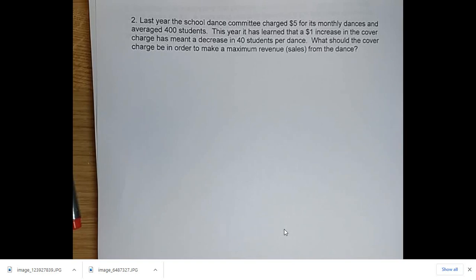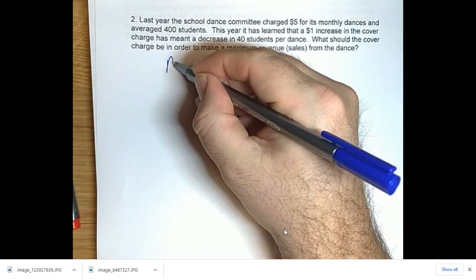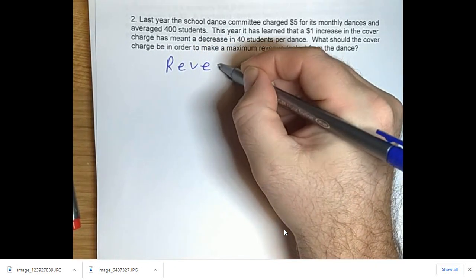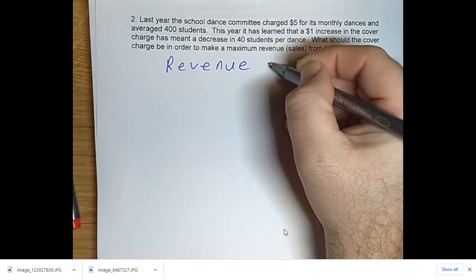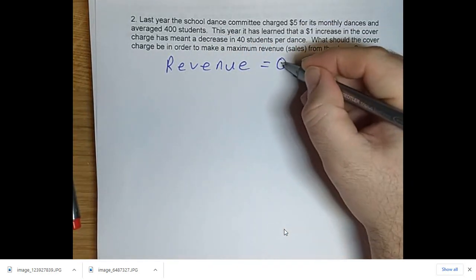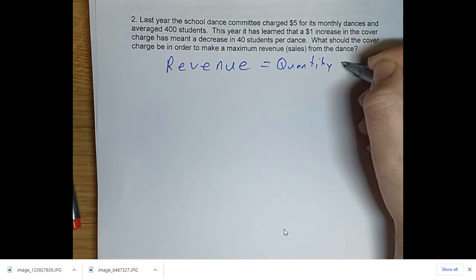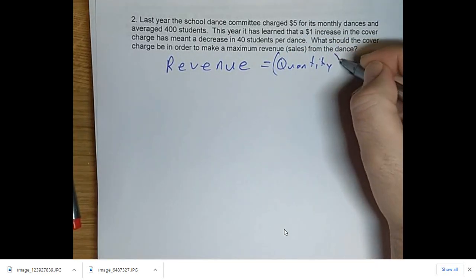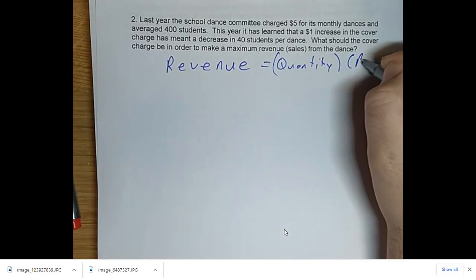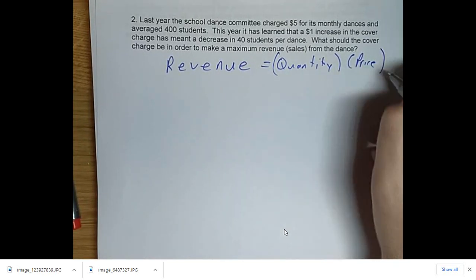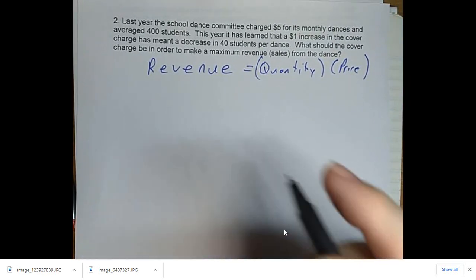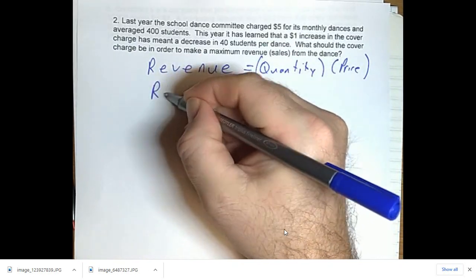So let's take a look at revenues first. Revenue, well, it's the number of people that showed up. So basically quantity times the price. So how many people show up? That's the quantity times the price. Now we're just going to use the letter R for revenue.